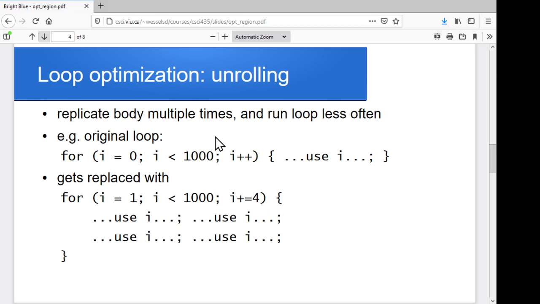And one of them is this idea of loop unrolling. So if you've got a loop that goes through 1,000 times and does X within the body of the loop, what if we just had it go through 250 times and did X 4 times each pass through? Now, what's the point? The point is to try and reduce the amount of branching back and forth that we do, the number of times we test the loop condition and jump back and forth.